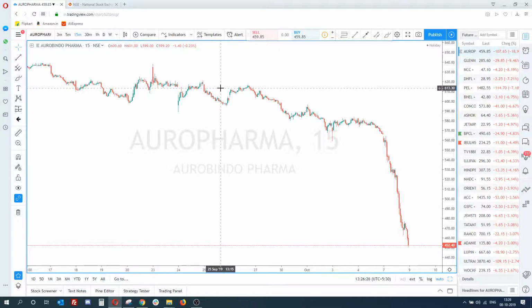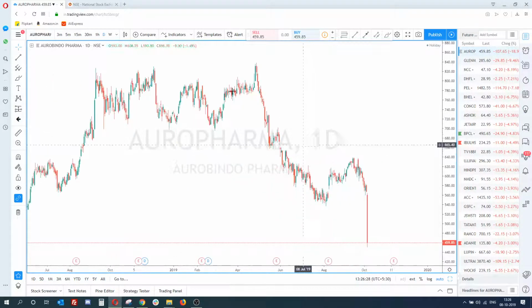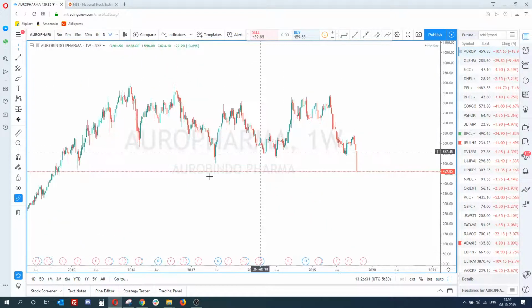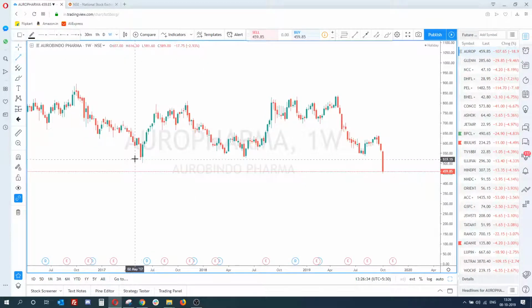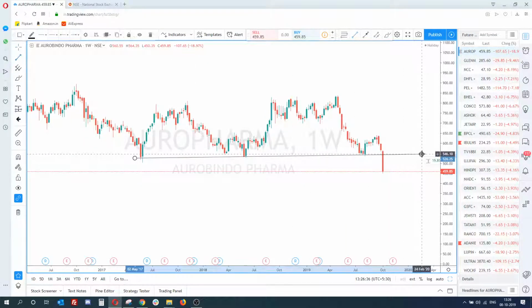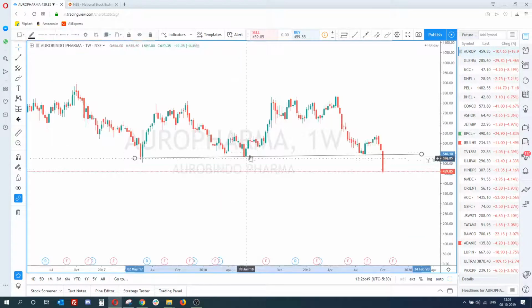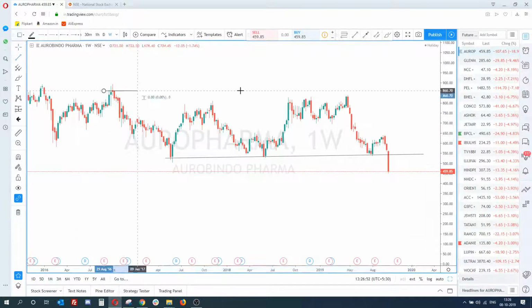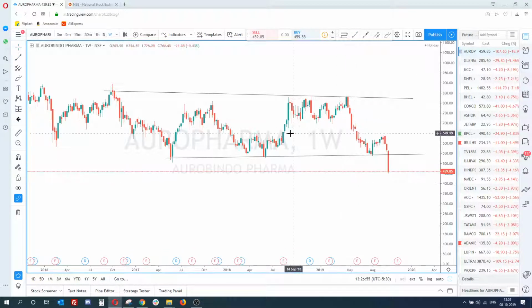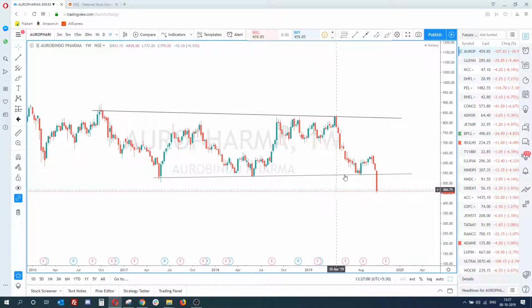So what happened in Aura Pharma is there was a major breakdown from an important weekly level. This is huge, right? See the move after the break of the trend line. This is a huge move. If you are able to start drawing patterns like this, you will be able to predict a stock that will fall tomorrow, or a stock that will move up tomorrow.